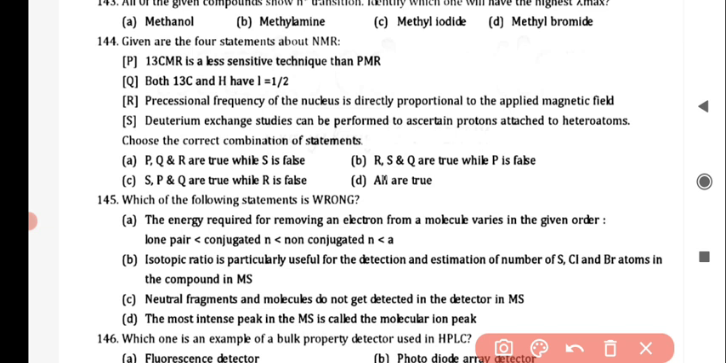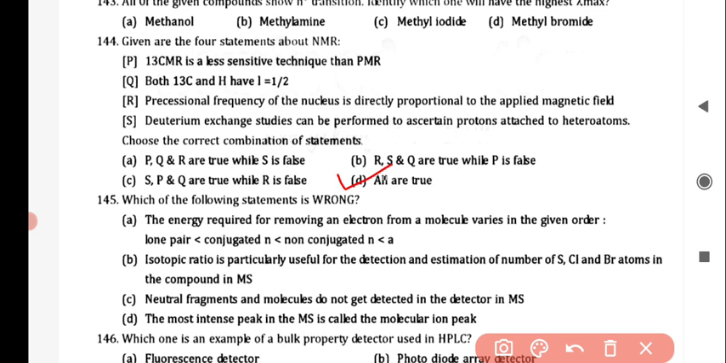Next question is, given are the four statements about NMR. P is 13C NMR is a less sensitive technique than PMR. Q is both 13C and H have I equal to 1 by 2. R is precessional frequency of the nucleus is directly proportional to the applied magnetic field. S is deuterium exchange studies can be performed to ascertain protons attached to heteroatoms. Choose the correct combination of statements. So the correct answer for this is option D. All the statements are true.